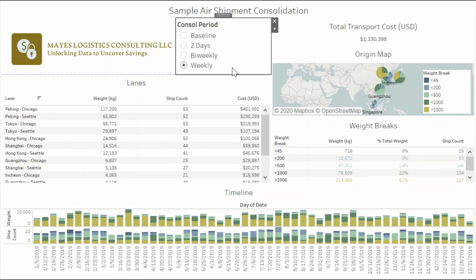But in summary, that's how you can use simulation models and Tableau dashboards to evaluate the cost and service trade-offs for an air consolidation program.